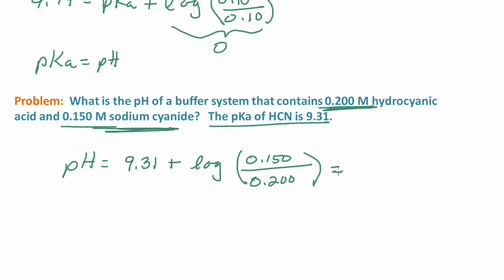And we put this into our calculator, and I get a pH of 9.19.